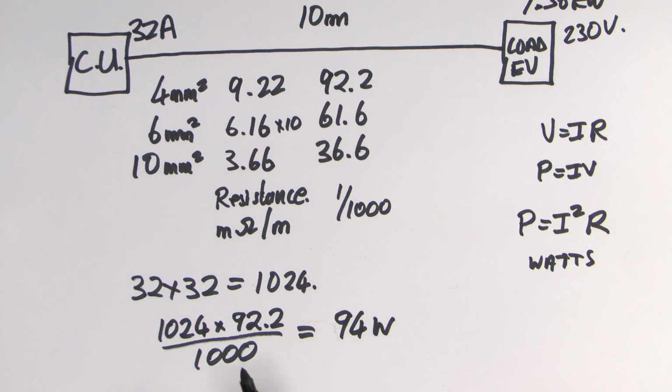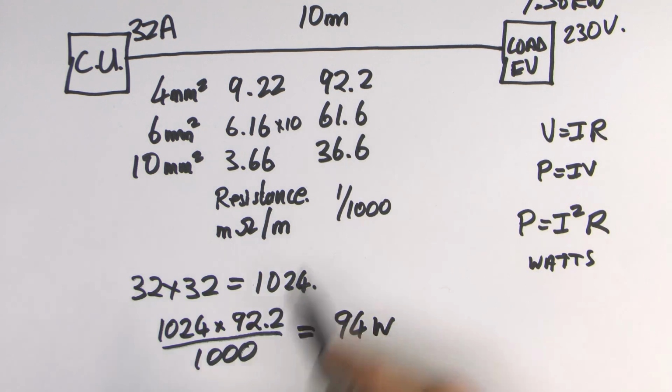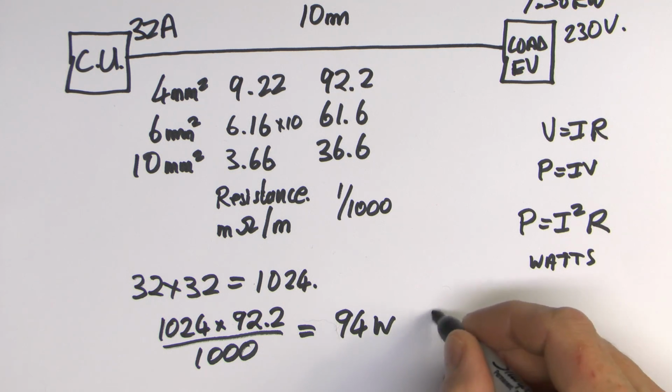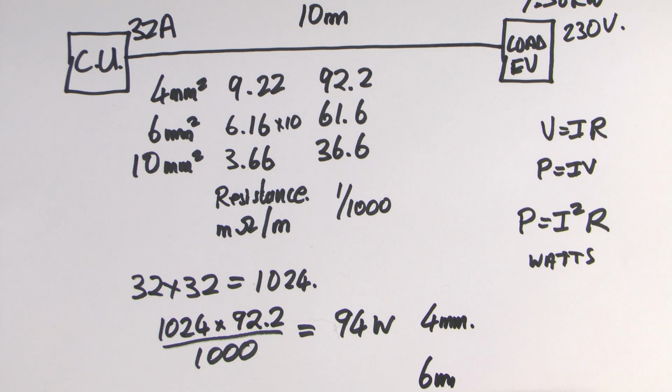Now, for the other one, it's the same thing, except it's going to be 1024 multiplied by 61.6 divided by 1000. So that's for our 4mm, for the 6, and for the 10.